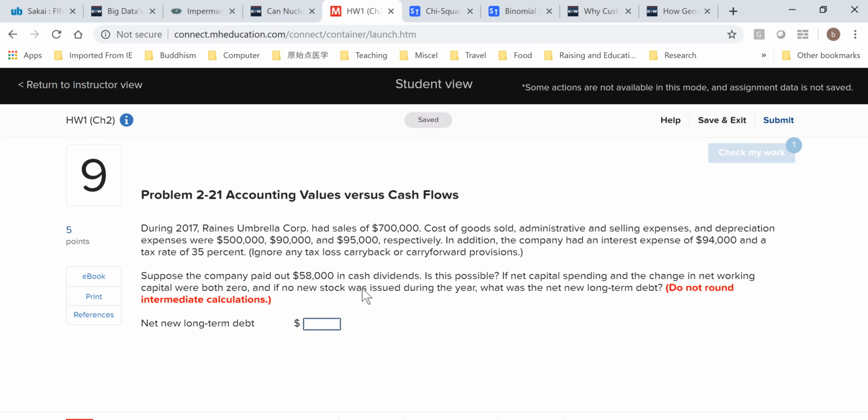So this qualification here simply tells us if the taxable income or earnings before taxes turns out to be negative, then the tax is simply 0 rather than a negative number. So that's what this qualification here means.